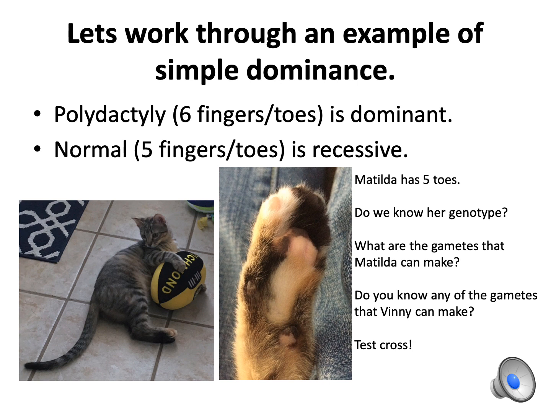Now, before we move on to make a Punnett square, we should always think about the types of gametes that each of the members of the cross can make. So, when we think about Matilda, what are the gametes that she can make? If we use the letter P to describe our trait, a capital P would be for polydactyly and a lowercase p would be for the recessive trait of normal 5 digits. Therefore, Matilda's genotype should be little p little p, and the gametes that she can produce are little p.